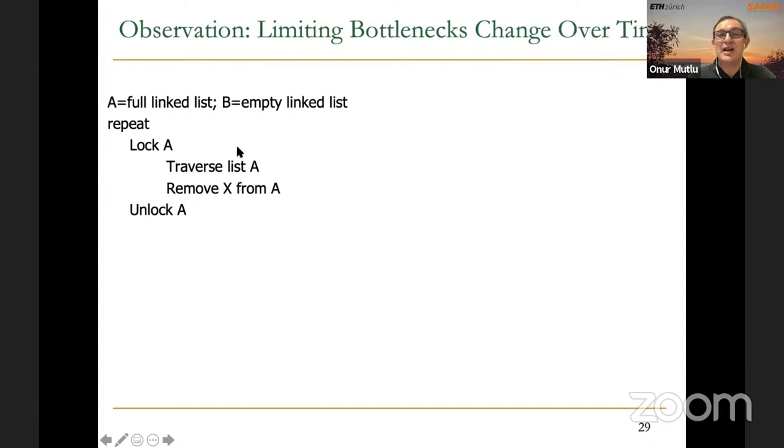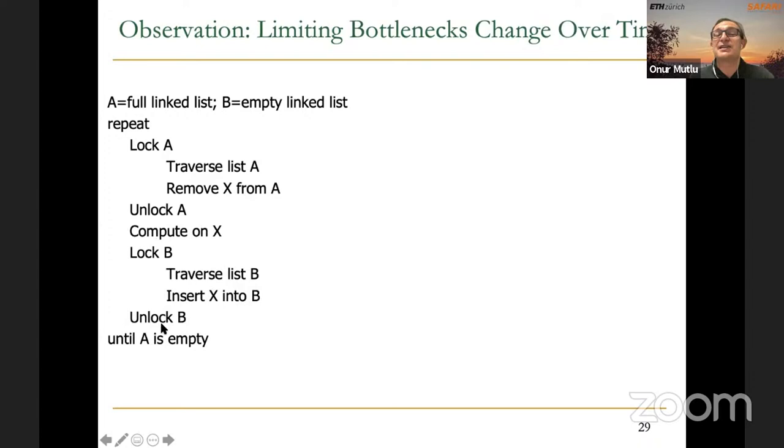We're going to look at two linked lists, A and B. A is full to begin with, B is empty to begin with, and each thread is going to do exactly the same thing. It's going to first take the lock on linked list A, traverse it, remove an element from list A, and then unlock it. Then it's going to do some computation on X, the element that's removed, and take the lock on the initially empty linked list B, traverse it, and insert into it. And then it's going to unlock it. Each thread is going to do this until A is empty.